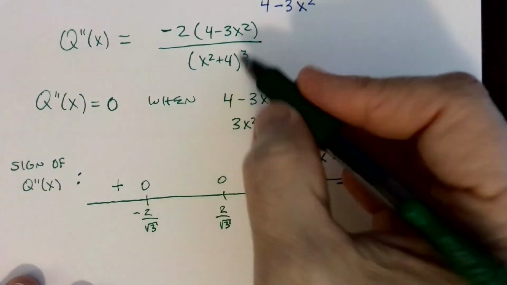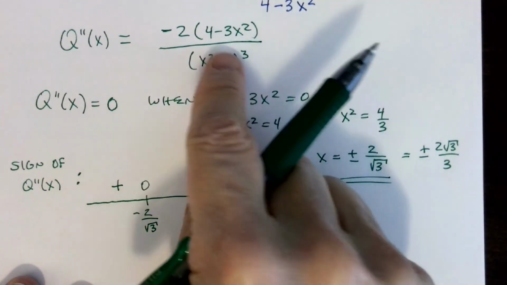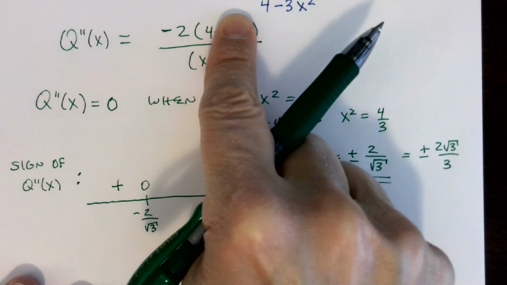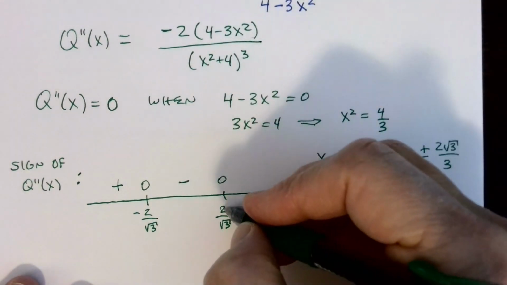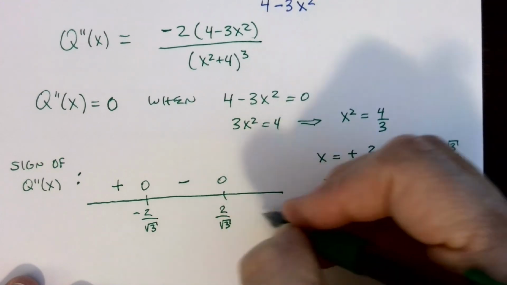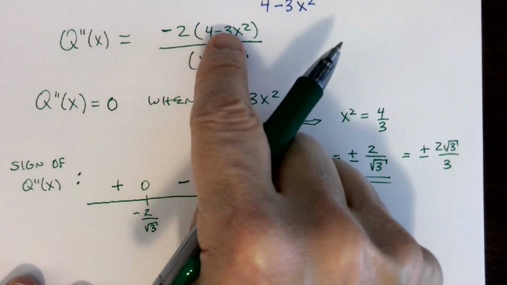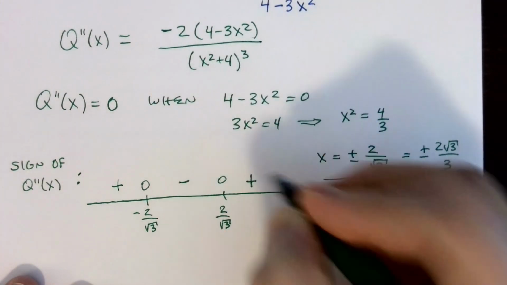If I plug in 0 for x, the bottom is just 4 cubed. The top is negative 2 times 4, negative 8. Negative divided by positive is a negative. And then if I plug in something bigger than 2 divided by square root of 3, like positive 5, I plug in positive 5 up here, again, I'll get a negative times a negative, which is positive, over the positive, back to positive again.